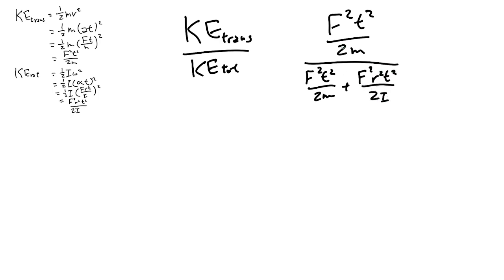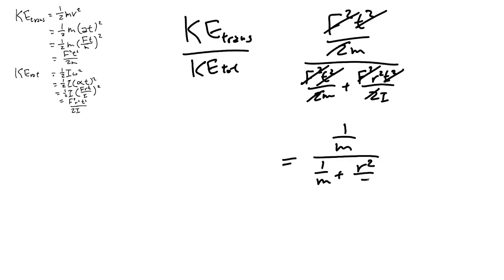Now we can do some crossing out. This crosses out, this crosses out, this crosses out. These, this, and this cross out. And so finally, we're given the ratio, which is 1 over m divided by 1 over m plus r squared over I. And at this point, you can probably determine, oh yeah, this has an r squared, this does not have an r squared, so it's probably going to be option D. But we're just going to solve this through.